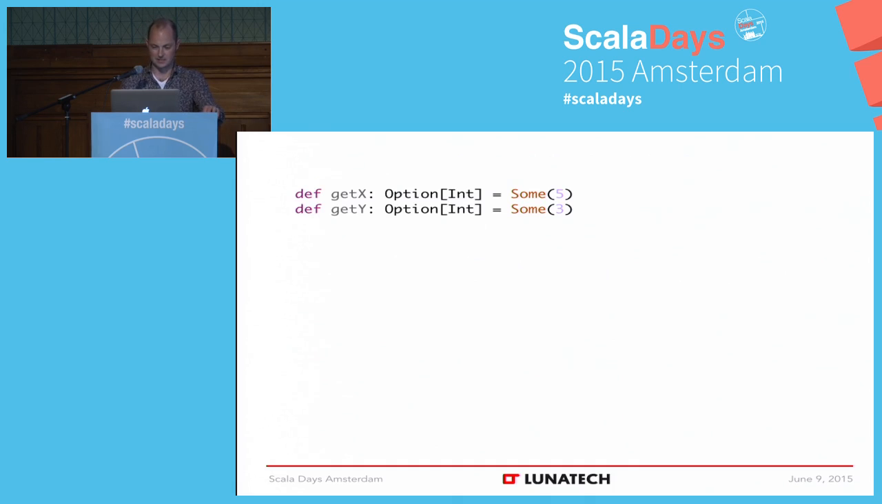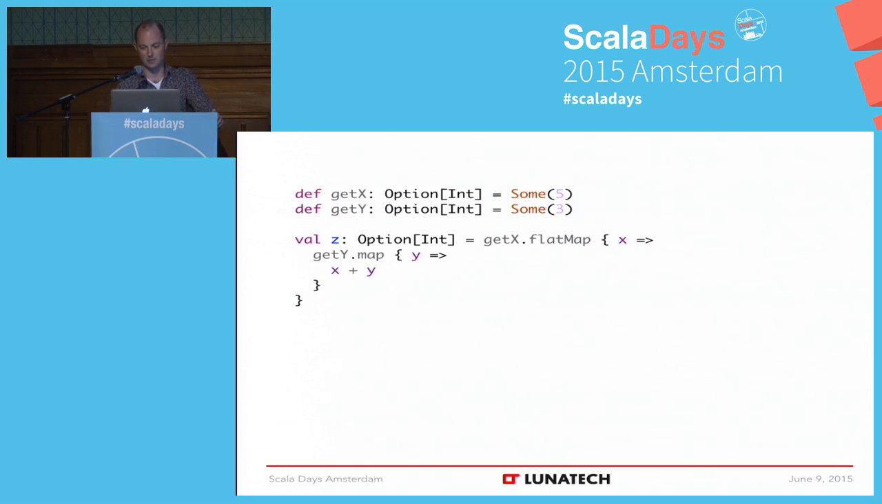So let's get started. We have a problem. We want to add two numbers, but both of the numbers are optional. So we have get x, get y. They return an option of an integer. And we want to add these two. So how can we do that? We can use flat map and then make some nested structure, and we can add the x and y, and that's fine. There's a slightly nicer way, which involves a for-comprehension.